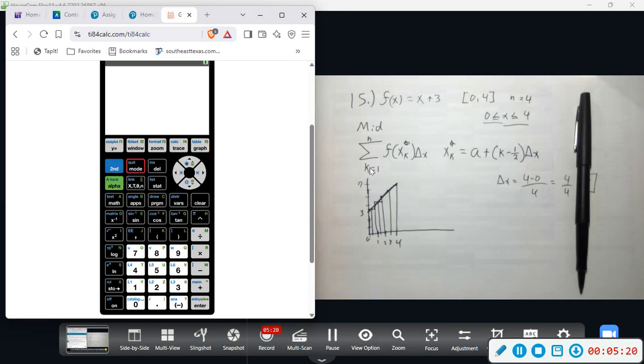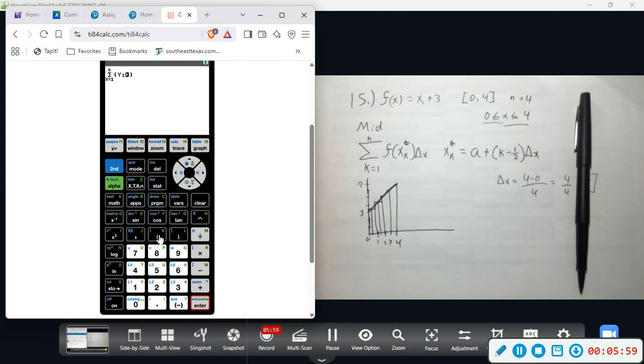Go back to the home screen. Now we're going to do the sum. So we're going to do math 0, which gives you the summation. Variable x is the input, even though we have k, equals 1 up to 4. And you always do k equals 1 up to 4, or up to your endpoint. And then we're going to recall that function. So I'm going to go vars, y vars 1, and then I'm going to pick y1 because that's where I put my equation. And now we have to input the x value.